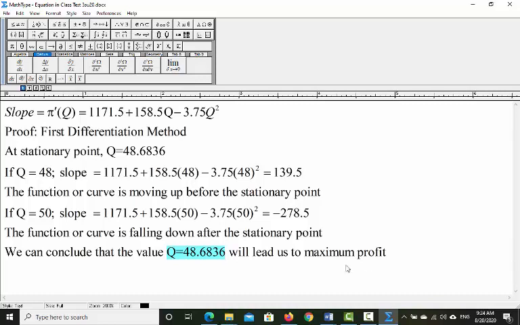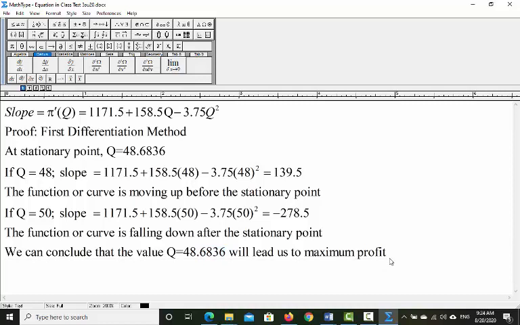If a decimal or fraction of Q is not possible, in that case you need to round it up. For example, if it is an aeroplane business, you cannot sell a fraction of an aeroplane. So in that case you need to round it up.